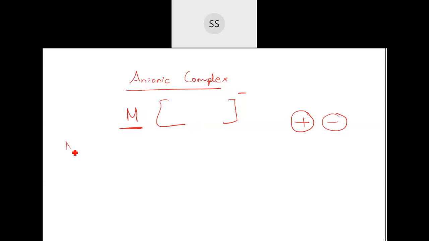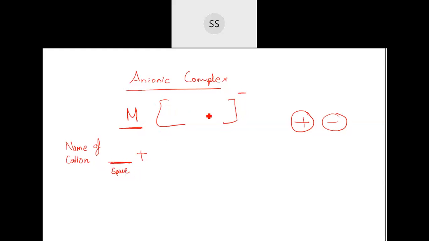So we are going to name that first. The name of the cation has to be written first. Whatever cation is present, the same name you have to give. But here you see one change: there should be a space after you write the name of the cation. You are not going to write them as one word. For an anionic complex, the change is you have to give a space. Once the spacing is given, then you go for the complex.